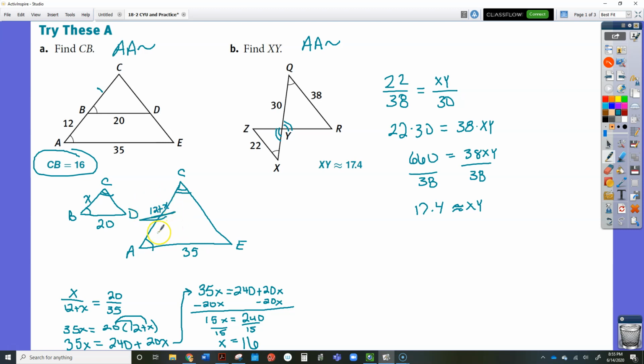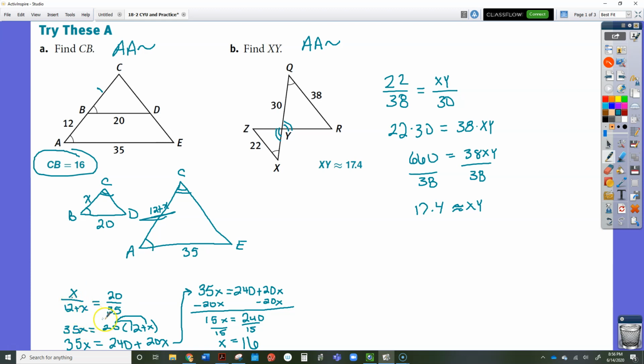There's also a good chance that when you get your proportion written, and again, this is not the only proportion, you could have done 20 on the bottom, 35 on the top, 35 over 20, then you would have had 12 plus X over X. It should have all worked out to be the same. But when you cross multiplied X times 35, you get 35X. That I expect you to get.